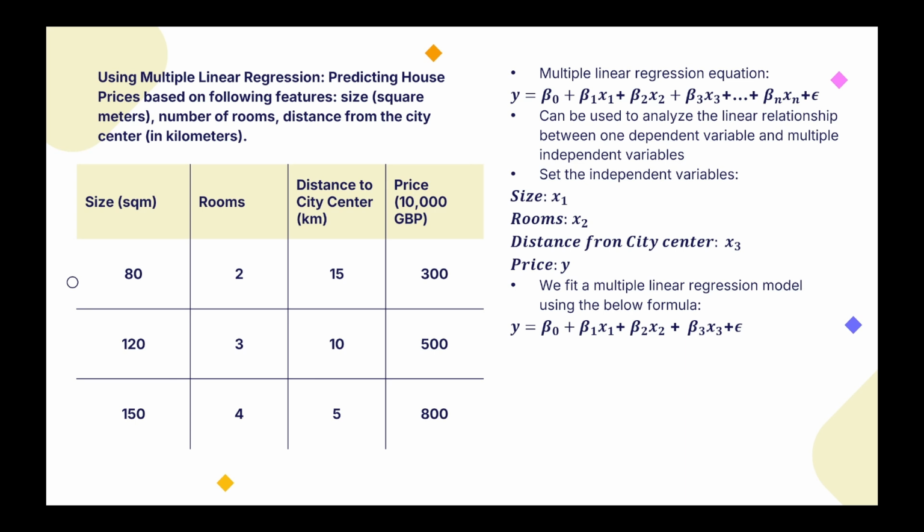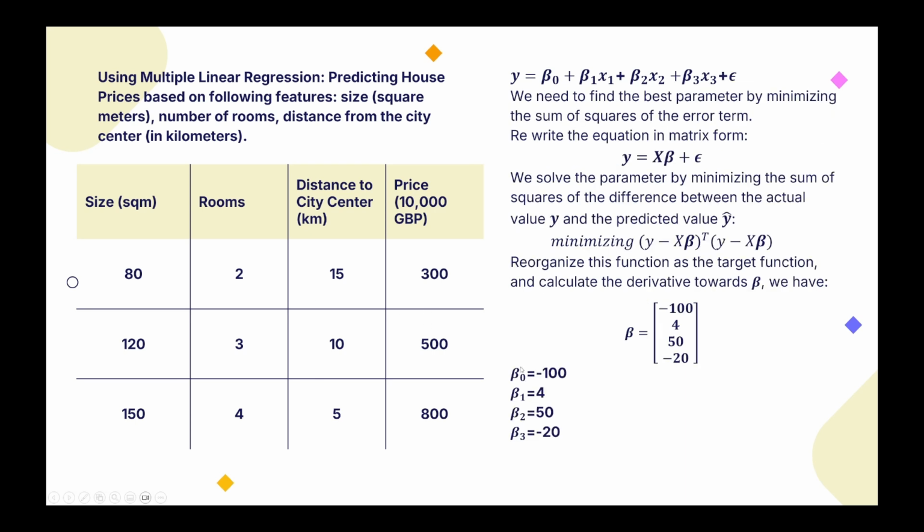To find the coefficients for our model, we again use the method of least squares, but now we have to consider the interactions between multiple variables. When calculating the parameters in a multiple linear regression model, we need to reorganize it into a matrix equation form and calculate the derivative with respect to beta to find the values of the parameters.